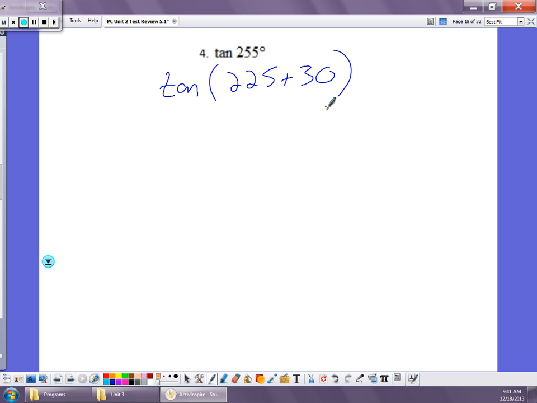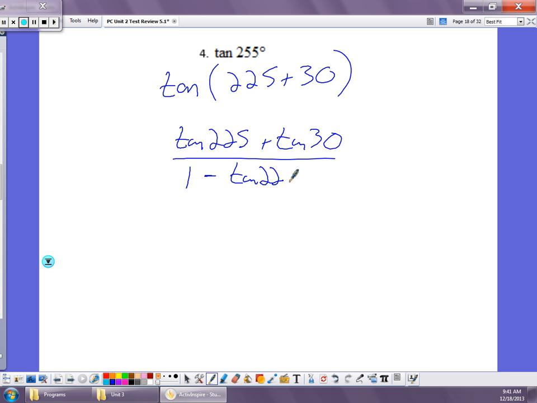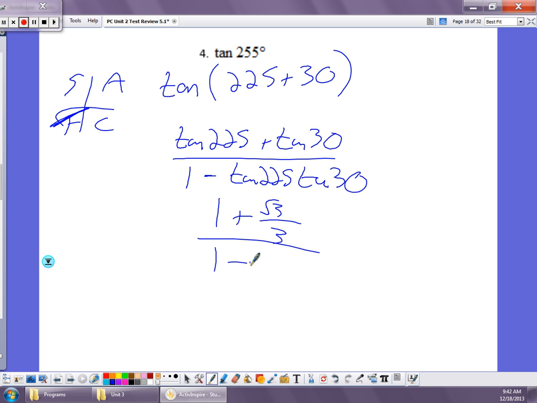identity. So that's going to be tan 225 plus tan 30 over, now this sign down here, remember, is opposite. So this is plus, this is minus tan 225 times tan 30. All right, what's the reference angle of 225? 45, and we are in ASTC. 225 is right here, so it's going to be positive. So that's going to be 1 plus root 3 over 3 over 1 minus 1 times root 3 over 3, so root 3 over 3. And you can leave it just like that. I'm not making you simplify.